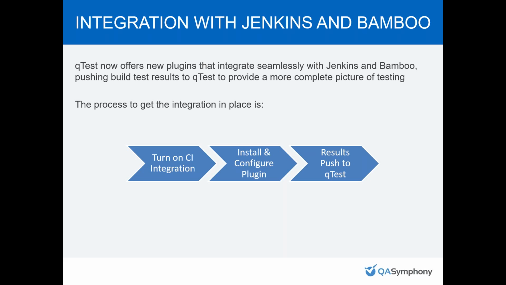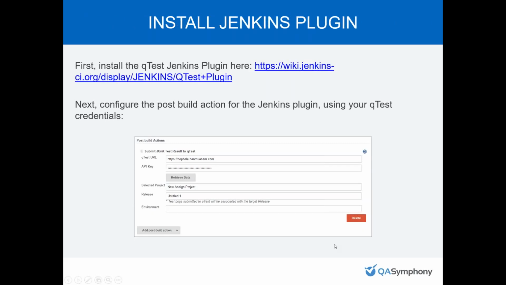So the first thing is that now when you go into our automation settings, you will see a new section for the CI integration. So first you'll have to turn that on and activate it. The second step is to install and configure our plugin, whether that's the Jenkins plugin or the Bamboo plugin, and they're both easy to find in the plugin marketplaces for those two tools. And then the third is that you'll start seeing the results pushed back into qTest. You'll be able to trace those automation test cases that are created back to requirements. You can trace the test runs that are created out to defects, and you can start building that full picture of traceability there. So first, we install the Jenkins plugin.